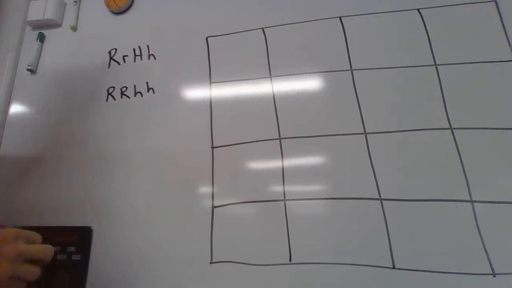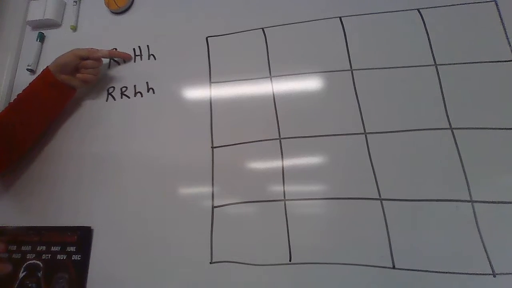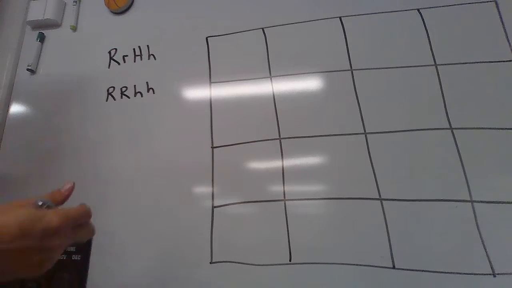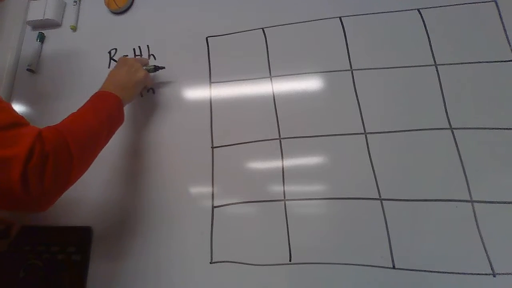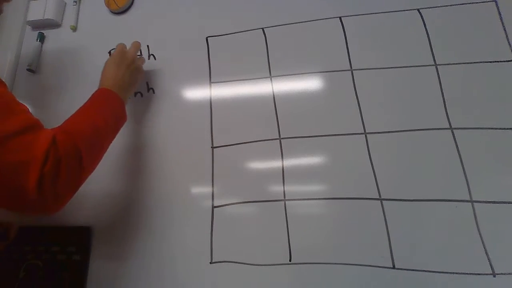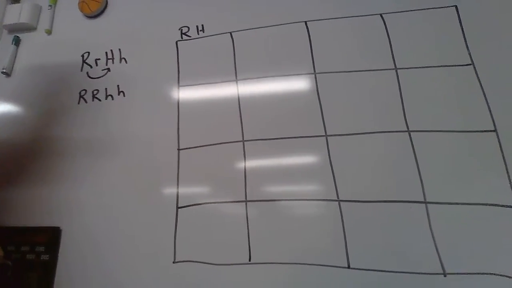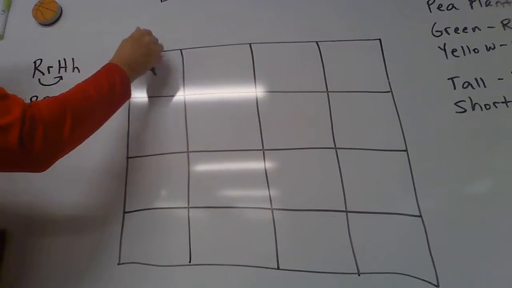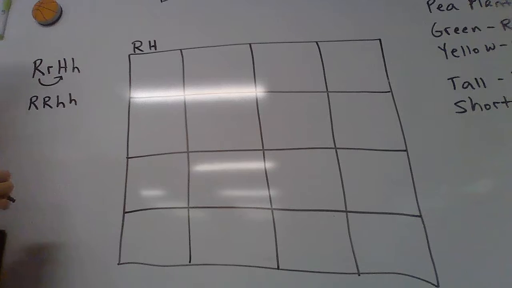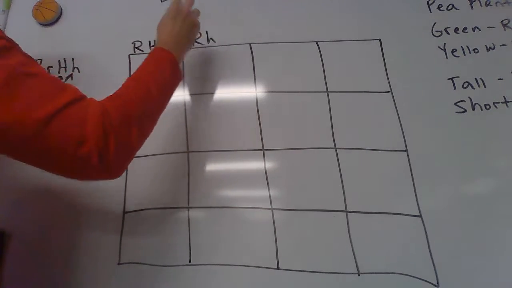So keep in mind, independent assortment tells us that the genes for color will be passed down independently of the genes for height. And the way we set that up is we need to take each gene independently and compare it to the other one. So we would start with the big R, the big H, and we put it there. So now we're looking at whether the dominant genes can be passed down together, or the dominant and the other one, which is big R, little h.